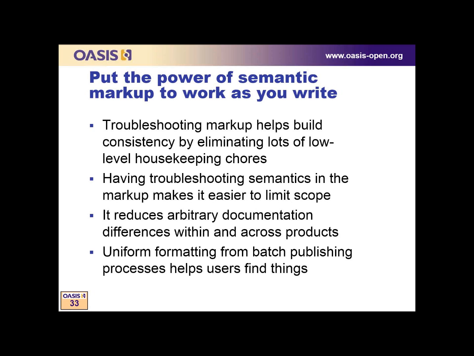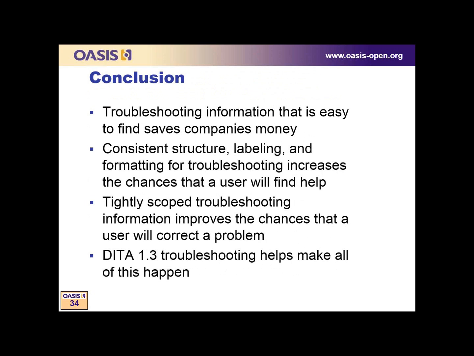The troubleshooting markup also reduces arbitrary differences, in a single document or across products for that matter. The uniform formatting that you get out of batch publishing, like something with the Open Toolkit, really helps users find things. It reduces the number of surprises or inconsistencies they run across.